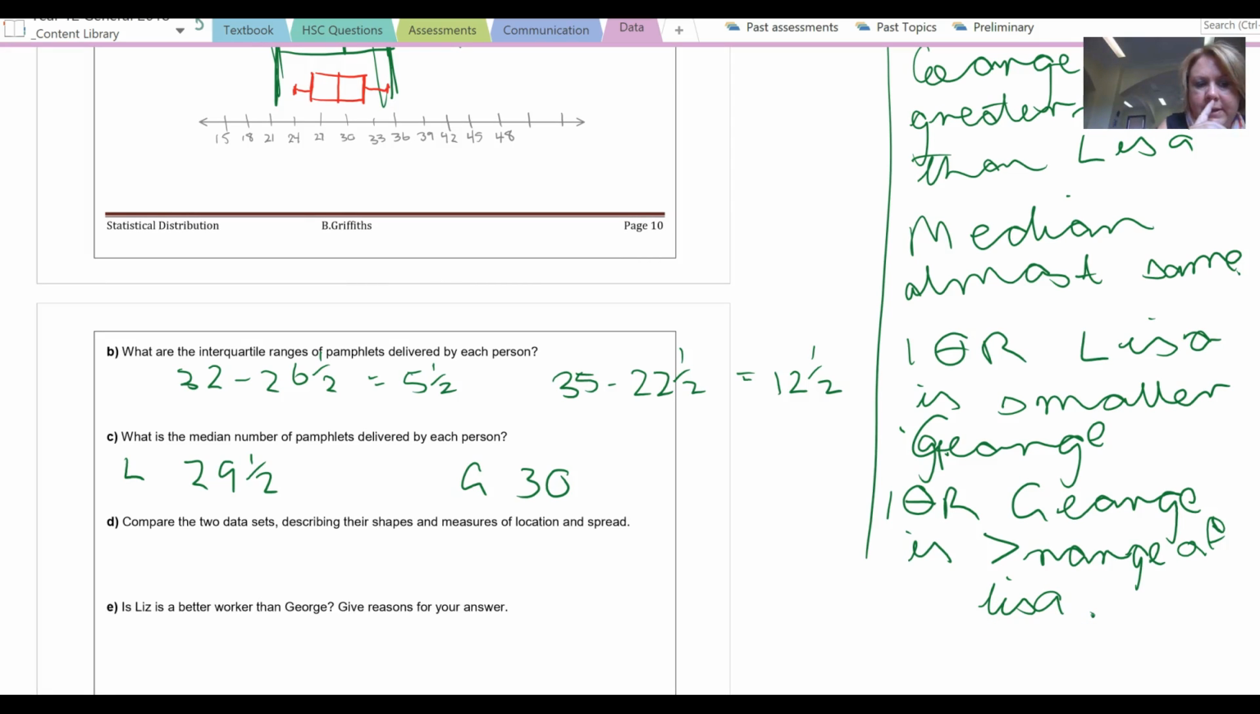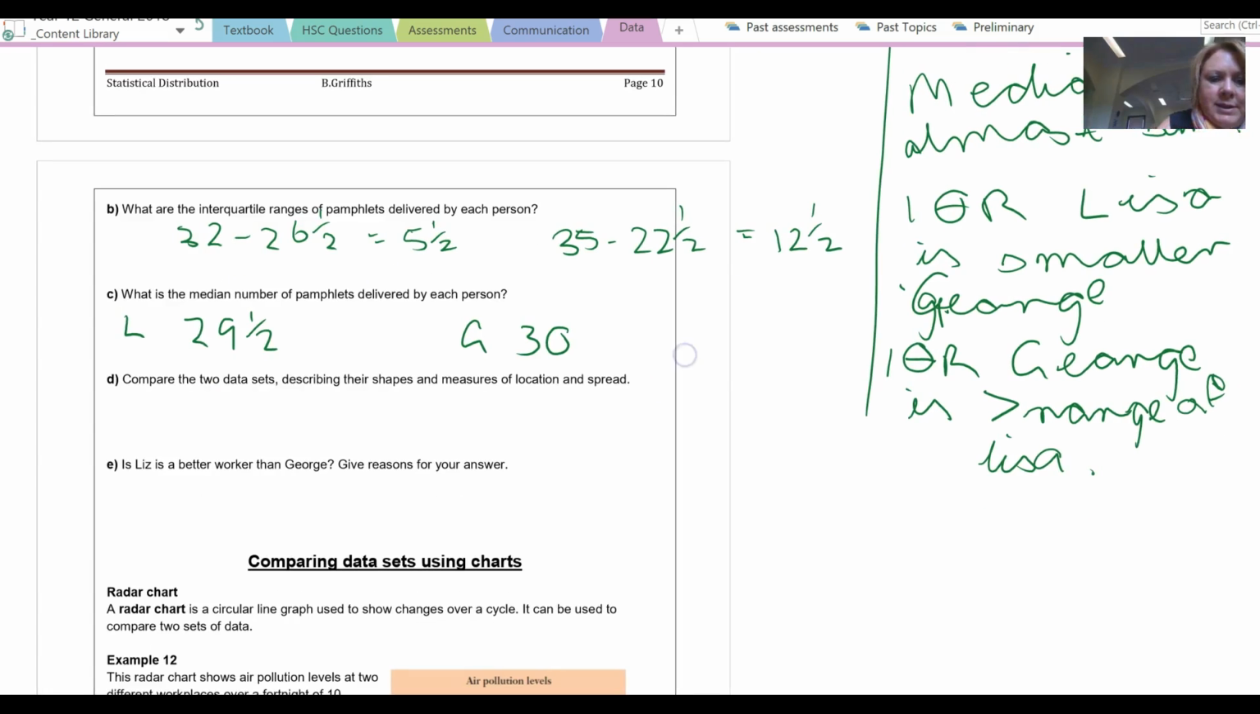Right, and then it says, is Lisa a better worker than George? Yes, because she's more consistent.